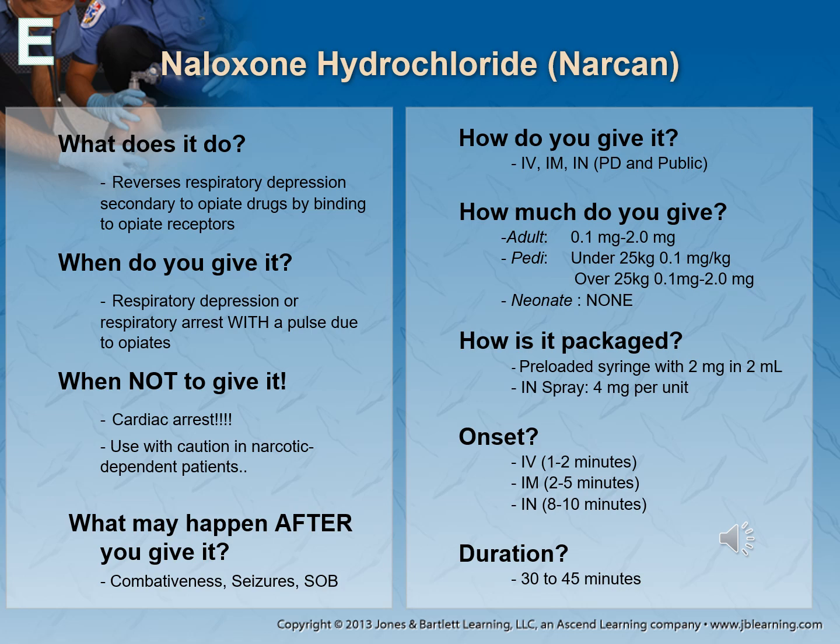What does it do? It reverses respiratory depression secondary to opiate only by binding to opiate receptors. We give it if they have respiratory depression or respiratory arrest with a pulse due to opiates. When not to give it: when they're in cardiac arrest. Narcan does not work if you don't have a pulse. Even though we do perform high-performance CPR, it's still not adequate enough for Narcan to circulate through the system.